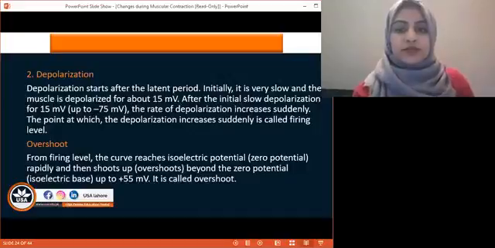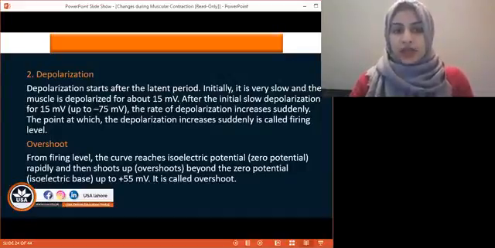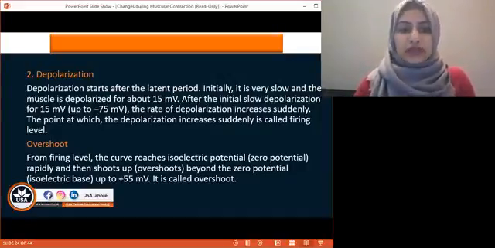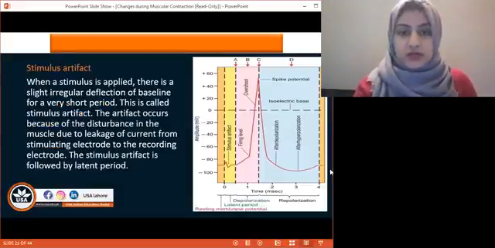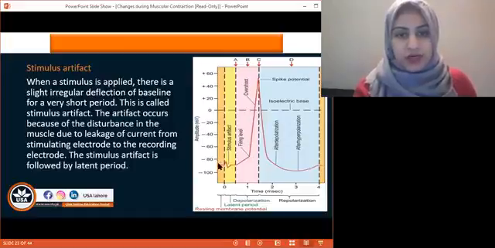Then we have depolarization. The depolarization starts right after the latent period. Initially it is very slow, and the muscle is depolarized for about 15 millivolts. And you can just see it over here. From here, the depolarization starts, but this one is very slow. It moves very slowly for almost about 15 millivolts. From minus 90 to minus 75 almost, it has moved minus 15 millivolts, and very slowly.